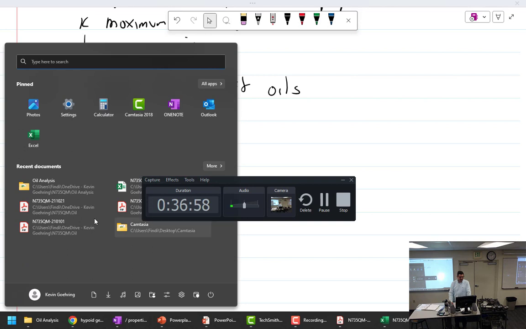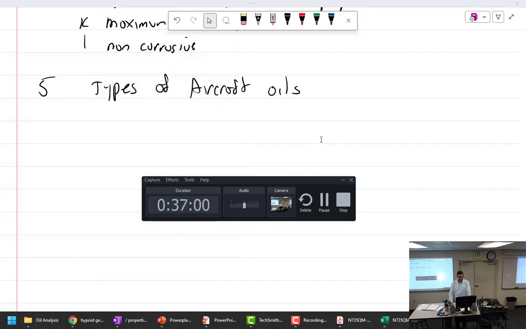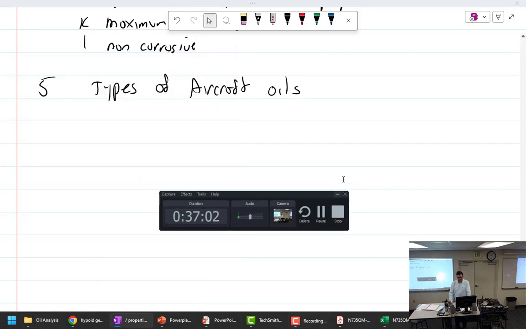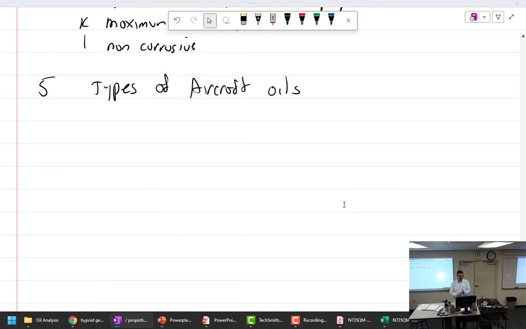It's being an ass. Anyway, there's a fillable form that you have to fill out where you put what kind of oil, how much you've added since. Maybe someday I'll be able to show it to you. Anyway, so we have all that. Okay, so types of aircraft oils. The first thing I want to talk about is straight mineral oil.